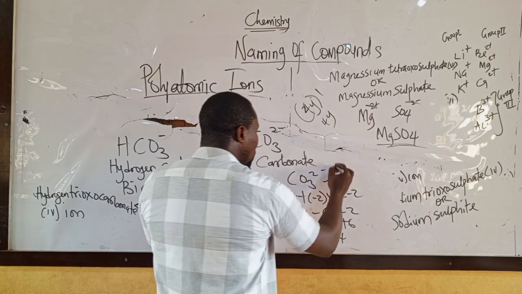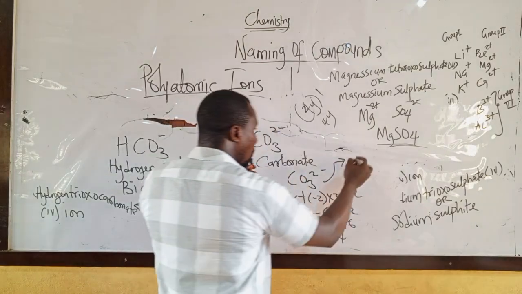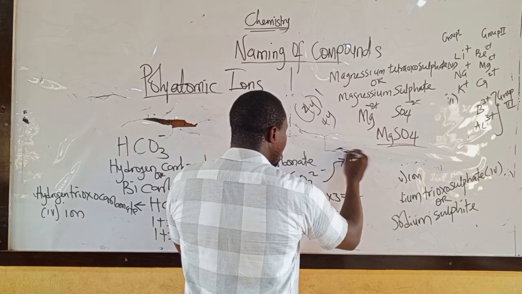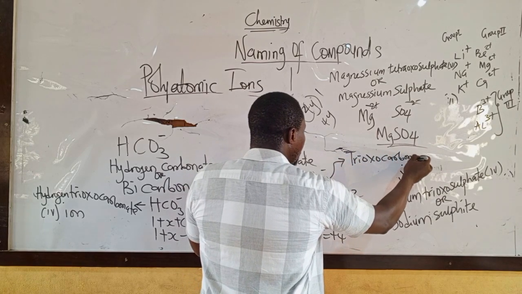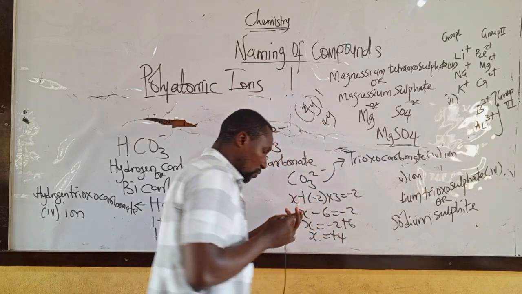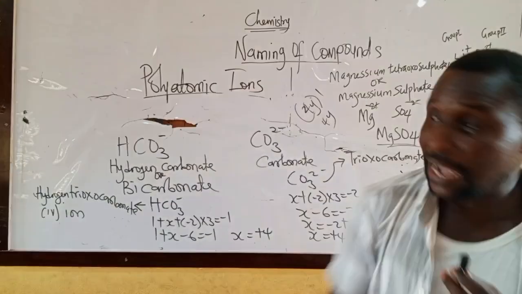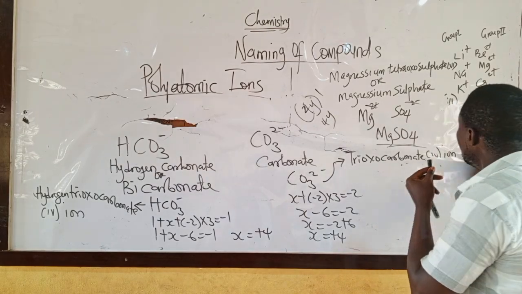The IUPAC name for this one is what? Trioxocarbonate 4 ion. 3 is tri. Trioxocarbonate 4 ion. Take note, trioxocarbonate 4 ion. Then I can ask you to write chemical formula using the.